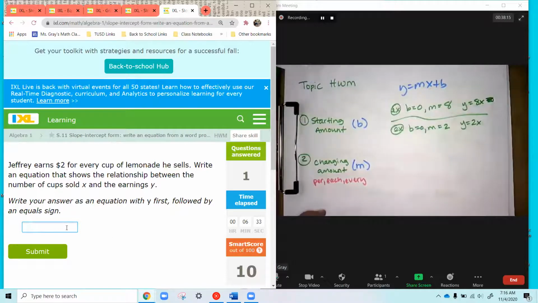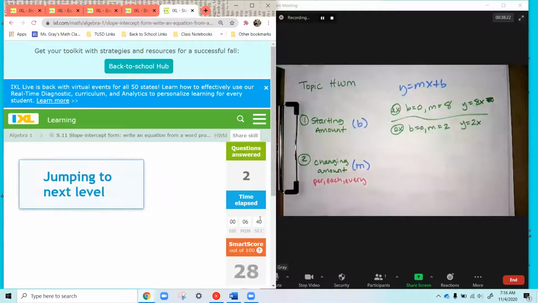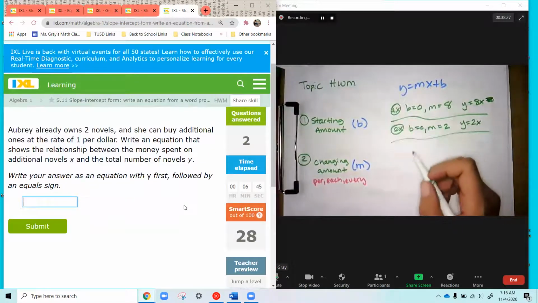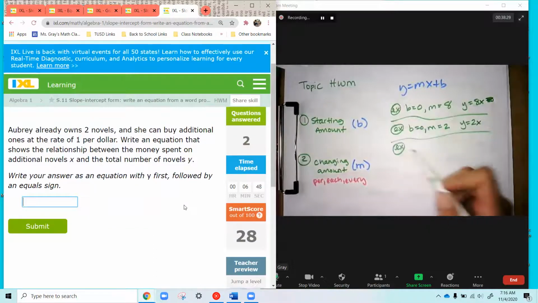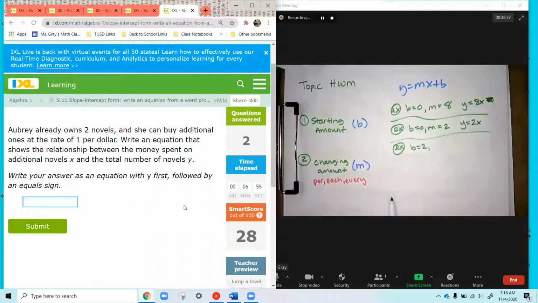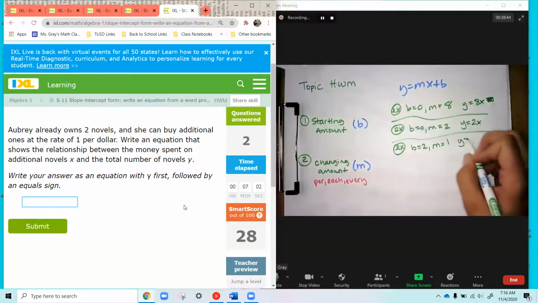Okay, let's jump forward to something more challenging. All right, so here we go with a few extra things added in. Aubrey owns 2 novels already. So that's the starting amount, right? She starts out with 2, and she can buy additional ones at the rate of 1 per dollar. Again, there's that word per. So that's our rate. It's 1 per dollar. So I can write that as y equals 1x plus 2, but I don't have to write the 1. I can also just write x plus 2.